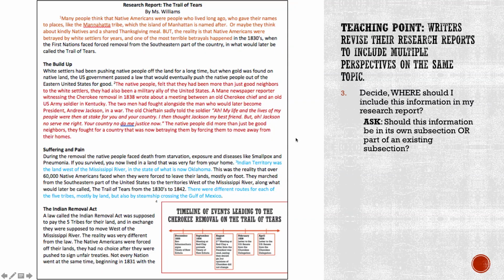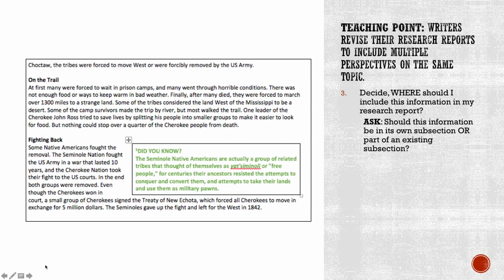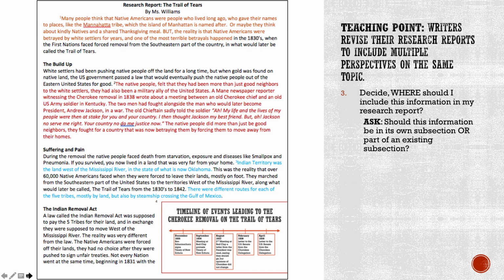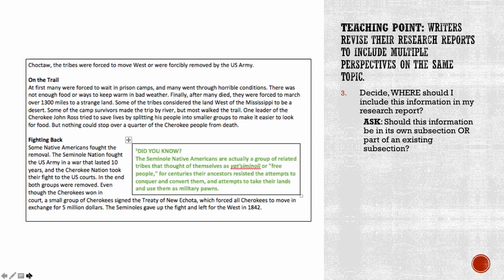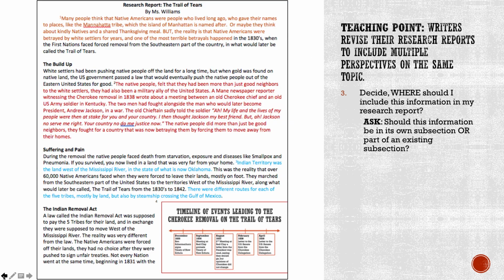All right. So the next step, once I have my information, and I've even narrowed it down to 1 or 2 sentences for each perspective, each opinion, is that now I'm going to decide where I'm going to put the information in my research report. I'll be real with you. I'm getting kind of chunky with this work here. This is my report. It's 2 pages. This is my first page and this is my second page. I've got to figure out where I'm going to put this.